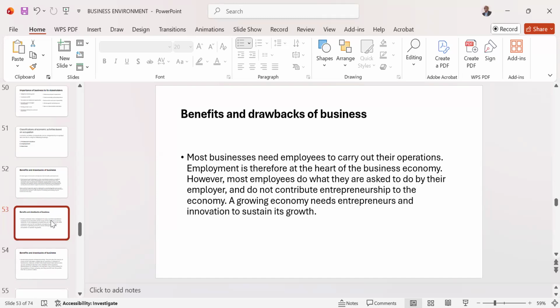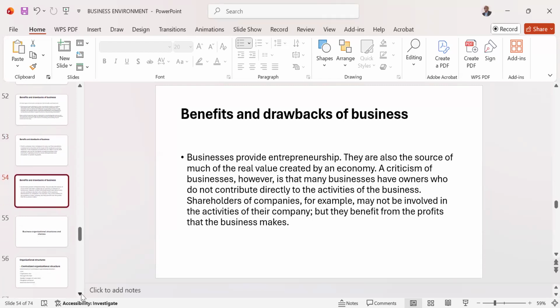So it's expected that any economy that is going to grow, there must be visionary entrepreneurs and innovators. What did I say? There must be visionary entrepreneurs and innovators. And that's the only way such a business can actually break through.